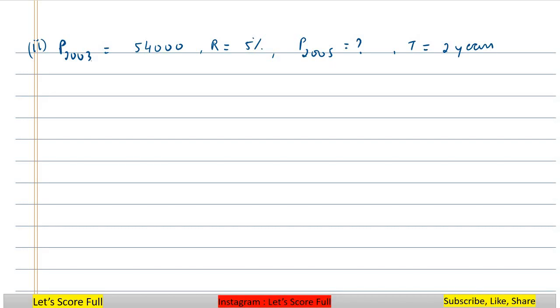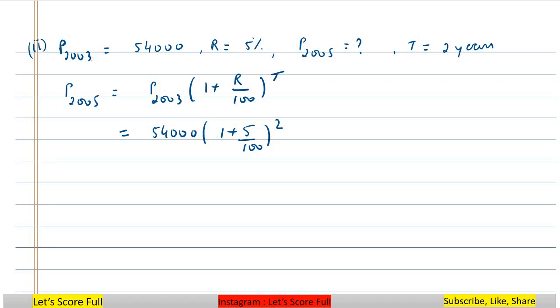Correct? Okay. So the same formula, population in 2005 equals population in 2003 times 1 plus rate of interest. Here it is the rate of increase of population and time period, right? Substitute the value, 54,000, 1, rate of interest 5 and 2. Again do the cutting, it will come the same as the previous one. So 5400, this is 21 upon 20 and its square. You can simply do the calculation.